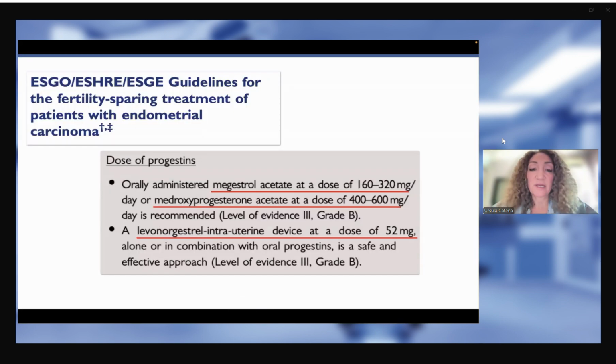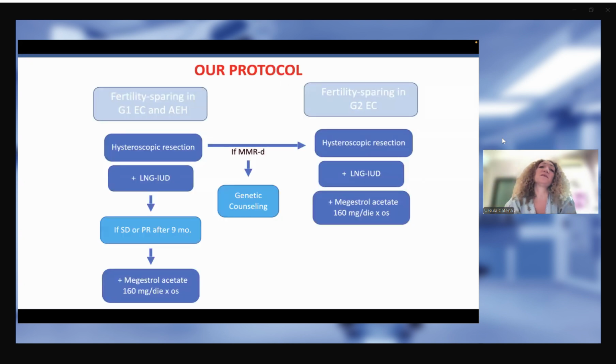What is the therapy that we give to our patients? Surely progestin therapy. This is our internal protocol. For fertility-sparing treatment in patients with G1 endometrial cancer and atypical endometrial hyperplasia, we use hysteroscopic resection followed by levonorgestrel IUD. If patients have stable disease or progression after 9 months, or partial response after 9 months, we add megestrol acetate 160 milligrams given orally.